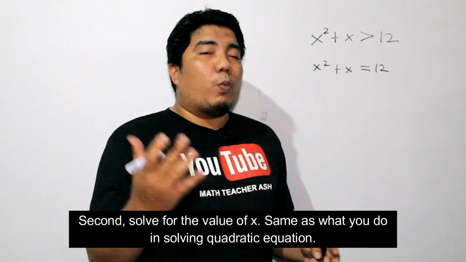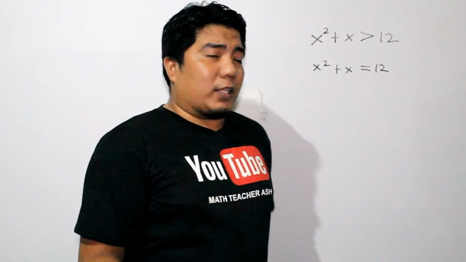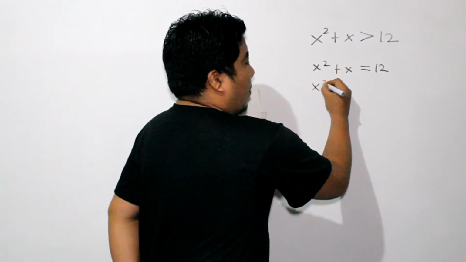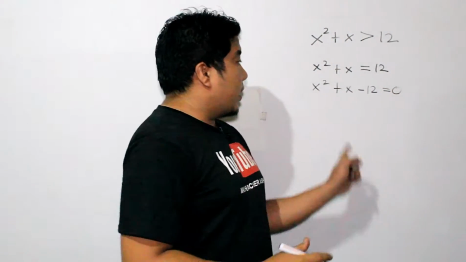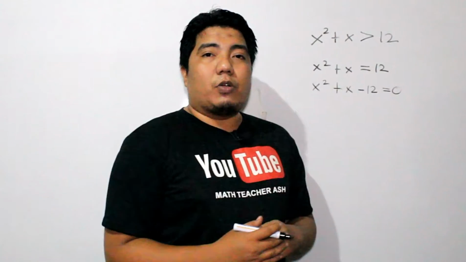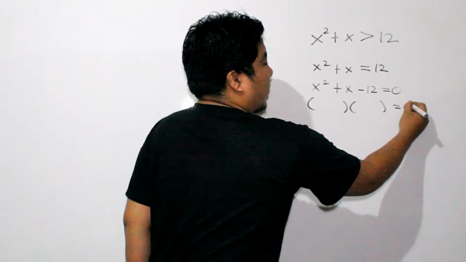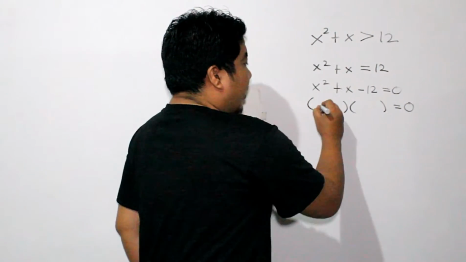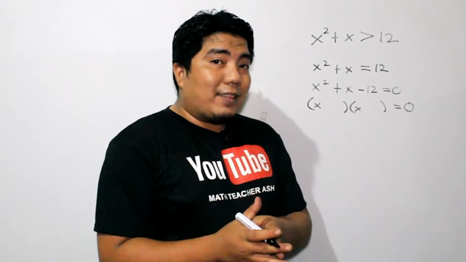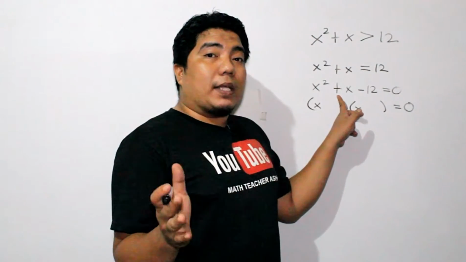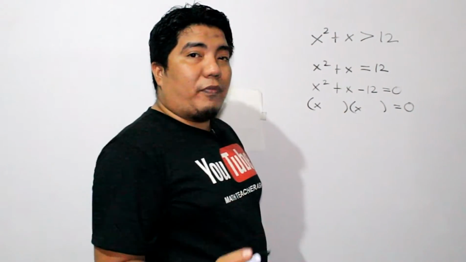Now, you apply what you have learned in solving quadratic equations. So, I want to use factoring. Therefore, I will transpose my 12 and make it in standard form. So, that becomes x squared plus x minus 12 is equal to 0. Then, by the use of factoring, I will make two quantities. I will factor x squared first, and that is x and x. And I will factor negative 12 such that if I add them, the final answer is positive 1, because this is x, so there is a coefficient of 1.